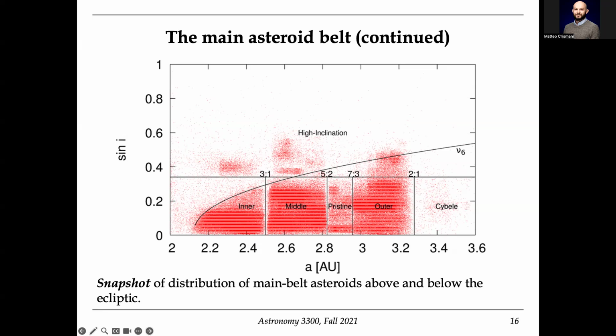What? Yeah, pristine is like this group that just hasn't been messed with. They're just leftovers. Yeah, they're all down here. And you have the outliers. You have this high inclination population. And this doesn't matter whether it's above or below the ecliptic. That's perfect. Sine i is a measure of the inclination. And this, of course, doesn't care about eccentricity at all. We just care about this semi-major axis, right?